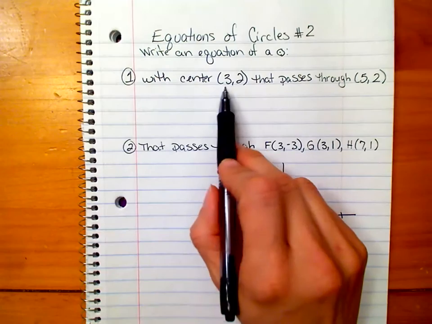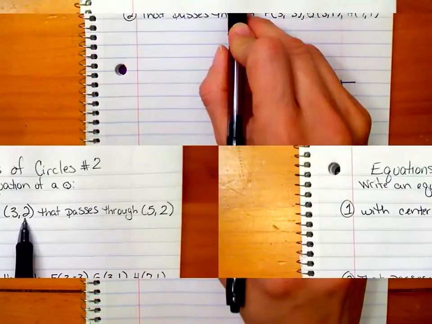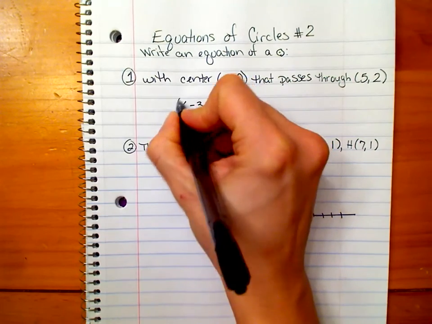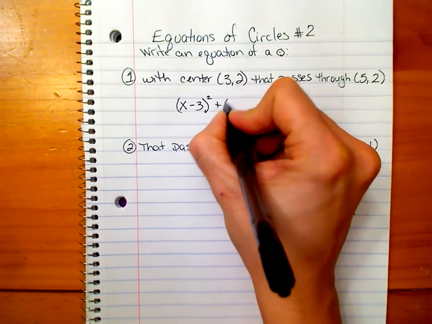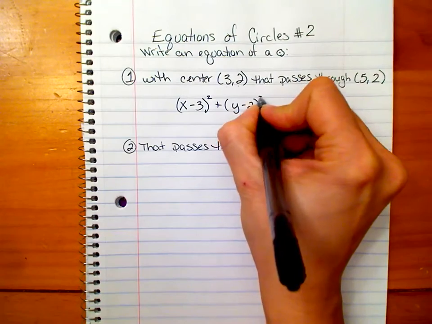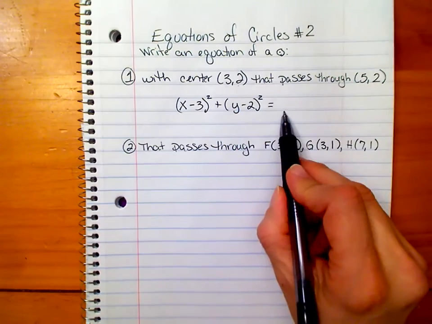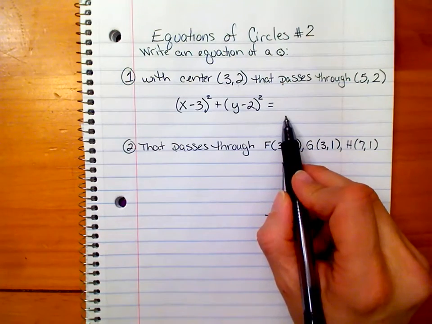So in the first problem, we see that our center is (3, 2). So we already know that we are going to have (x minus 3) squared plus (y minus 2) squared from our formula for the equation of the circle. What goes here is r squared. They didn't give us r.